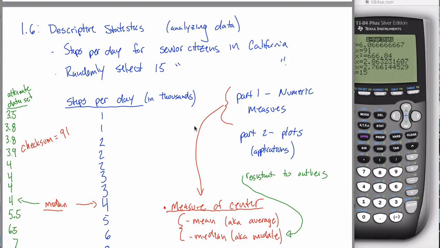All right, moving right along. Last time we talked more about part one of 1.6. The story here is we are working on descriptive statistics, so ways to summarize data. And in part one, those ways will all be numeric measures.